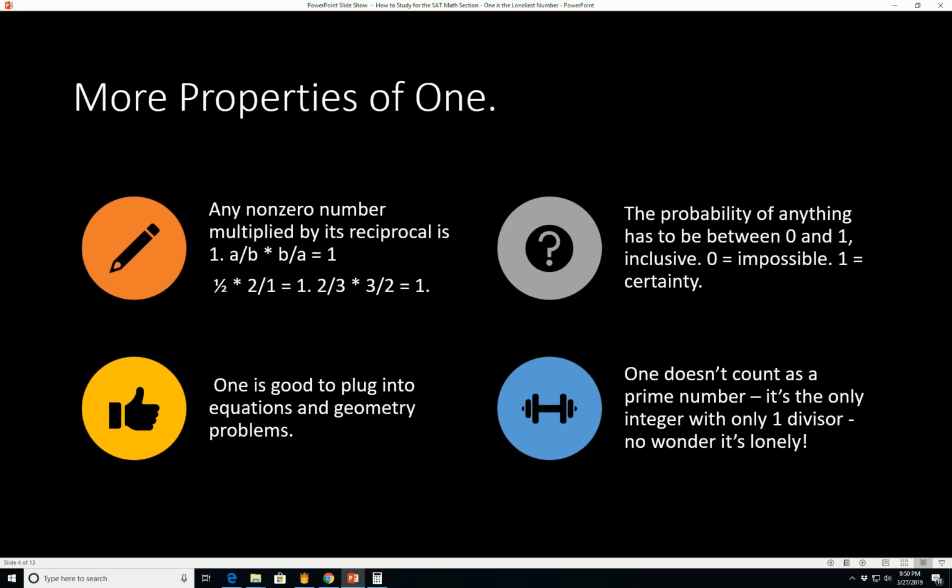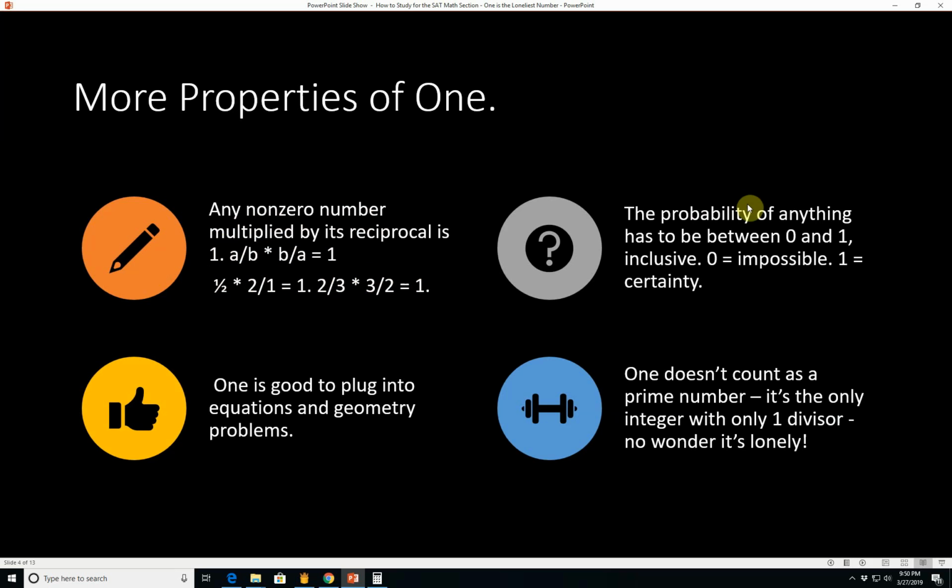More properties of 1. Again, any non-zero number multiplied by its reciprocal is 1: a over b times b over a is equal to 1. So 1/2 times 2 over 1, which is just 2, is equal to 1. 2/3 times 3/2 equals 1. So that's good for solving algebraic equations.